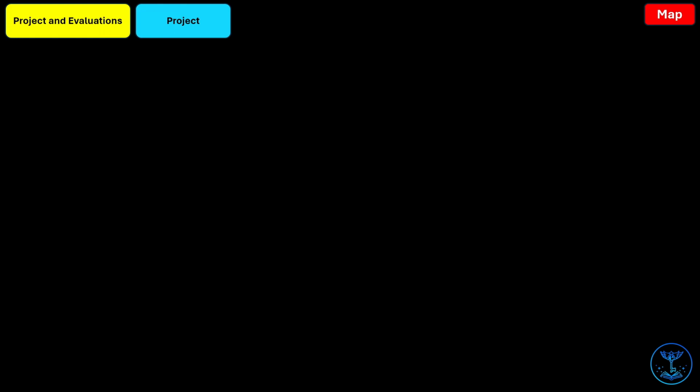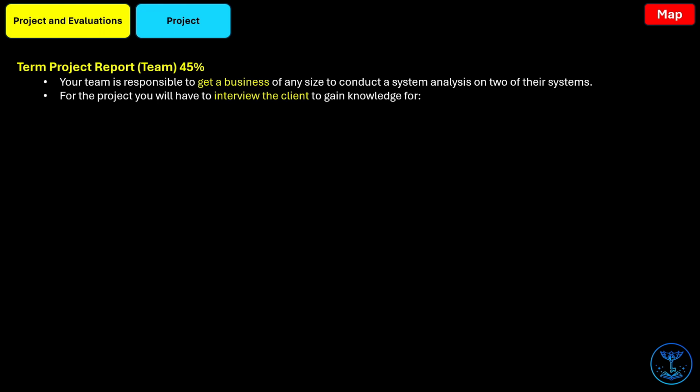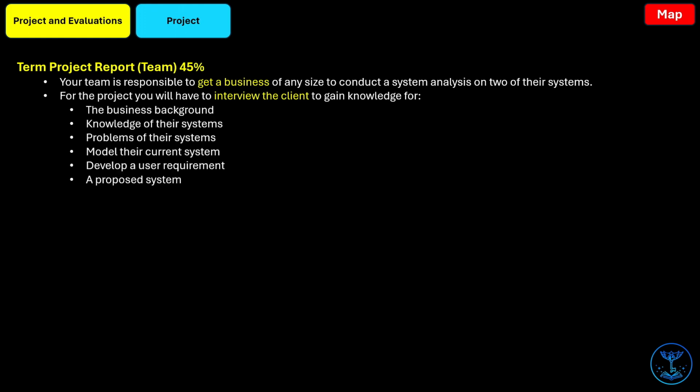So let's look at the project. Your term project report is done in teams, and it's worth 45%. Your team is responsible for getting a business of any size to conduct a system analysis on 2 of their systems. For the project, you will have to interview the client to gain knowledge of the business background, knowledge of their systems, problems of their systems, model their current system, develop user requirements, and a proposed system.